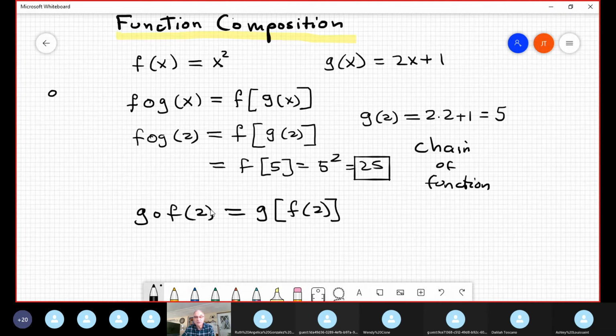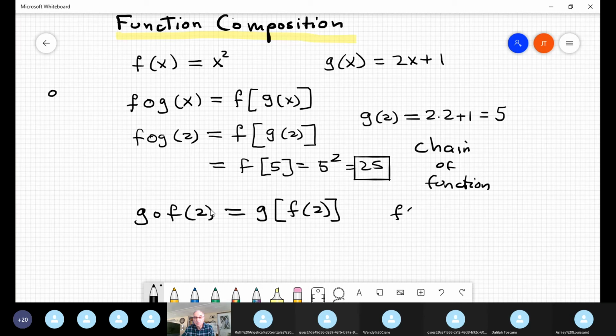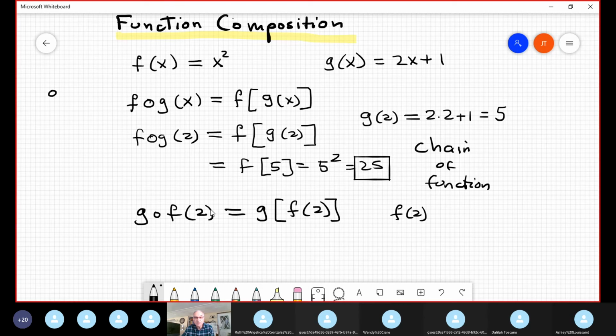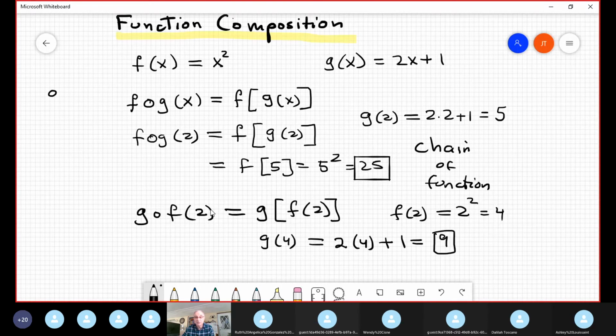So f evaluated at 2 means you plug in 2 into the expression of f, which is x squared. 2 squared is 4. Now you evaluate g at 4, and g of 4 is 2 times 4 plus 1. 2 times 4 is 8, plus 1 is 9. You see, the answer is completely different. This answer and this answer.